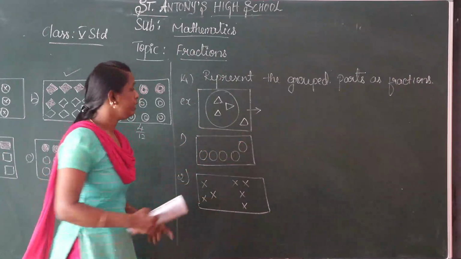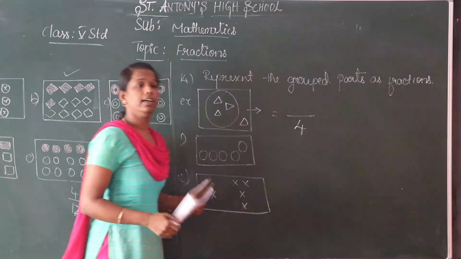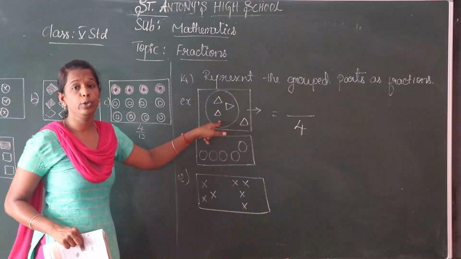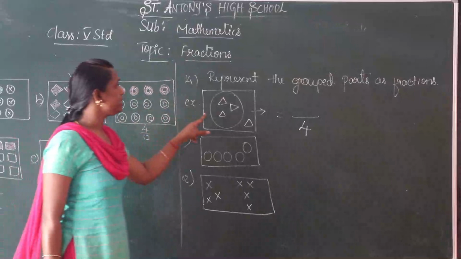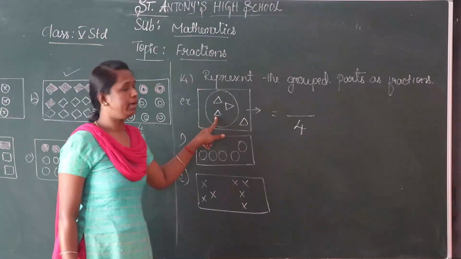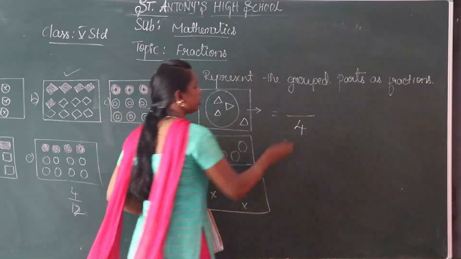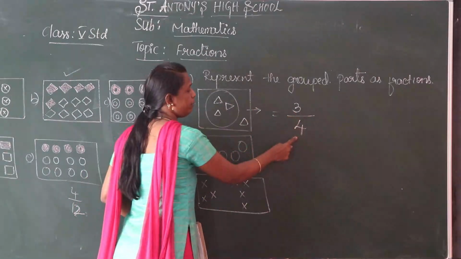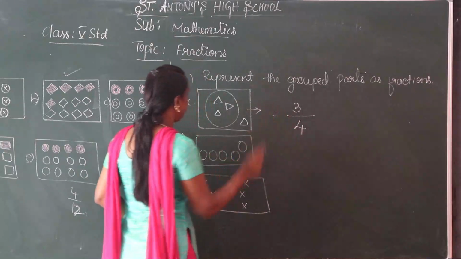So 4 is the denominator. Here we consider the grouped parts as the numerator. In this 14th question, the grouped part is called the numerator. Here the grouped parts are 1, 2, 3. The fraction for this figure is 3 by 4. 3 is the numerator, 4 is the denominator.